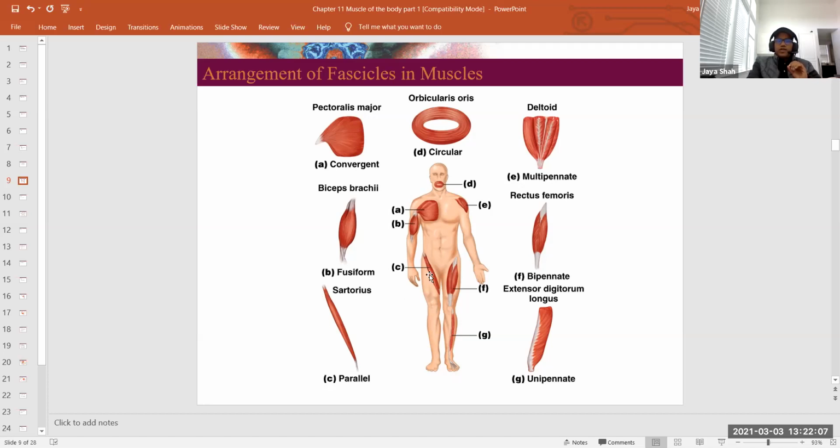Here, C is a muscle which is long, and each fascicle in this muscle is parallel to the others. That's why we call them parallel. And this is the sartorius muscle. Another name for the sartorius muscle is the tailor's muscle.